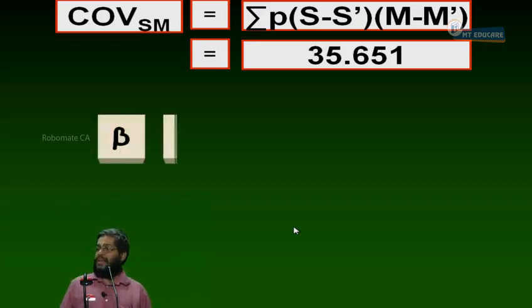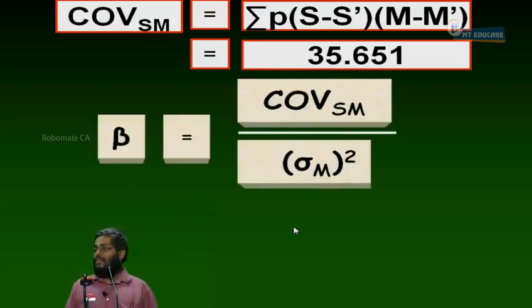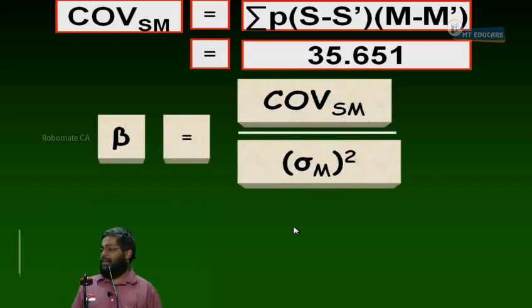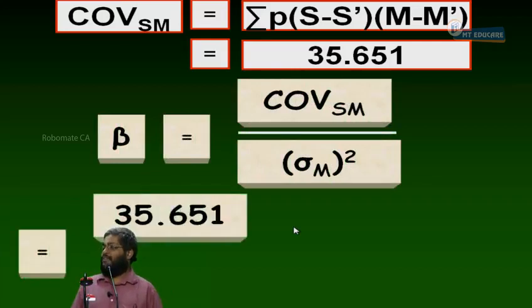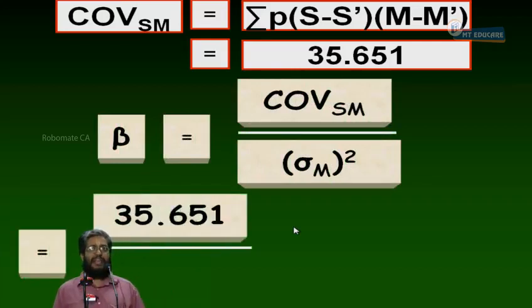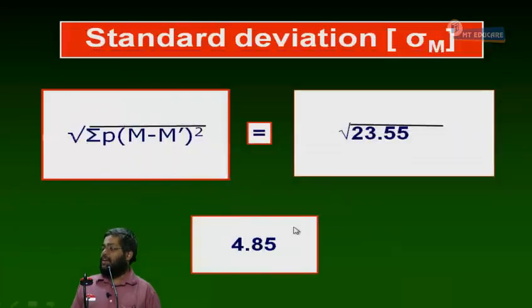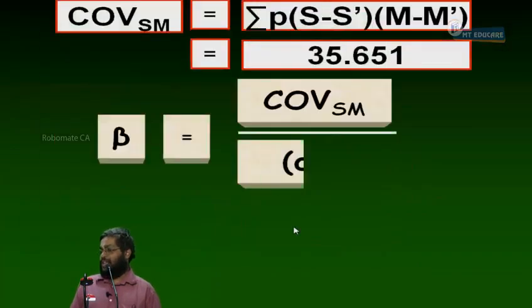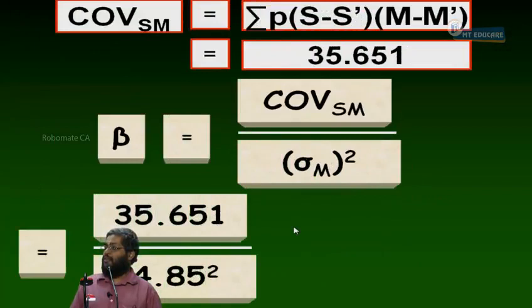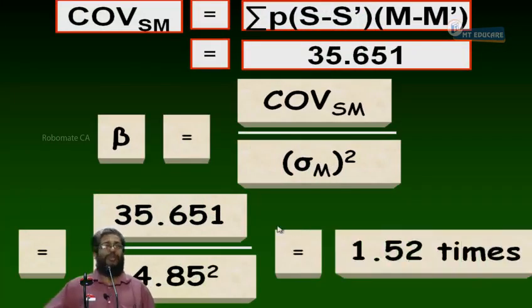Now, beta is equal to, we already wrote the formula, only write it once again. Beta is equal to 35.651 divided by, what is sigma M? Last slide, 4.85. So 35.651 divided by 4.85 square. Tell me what is beta number? 1.52 times.